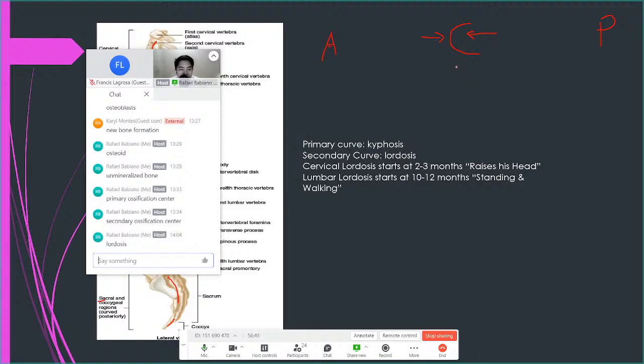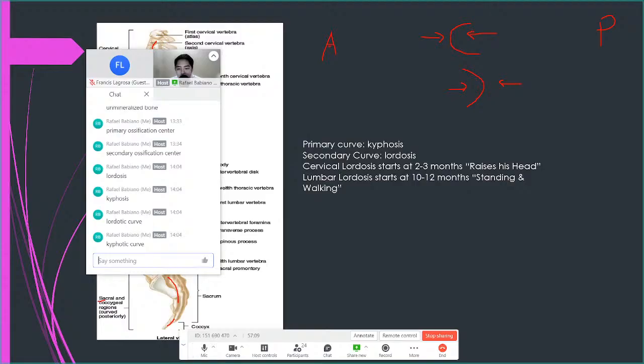Now if the curve is like this, anteriorly it is concave, posteriorly it is convex, it is called a kyphosis or kyphotic curve. Lordotic curve, kyphotic curve.